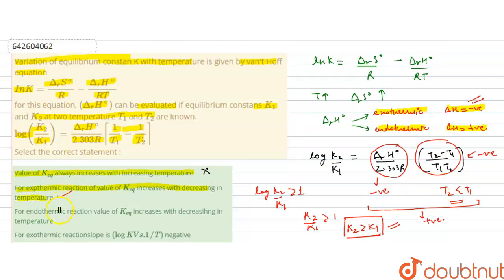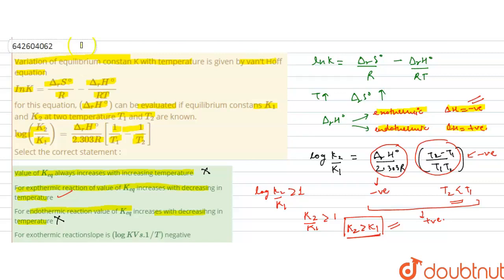Now the C statement is: for endothermic reaction, value of K equilibrium increases with decrease in temperature. So this is the inverse of this, because if the reaction is endothermic, ΔH will be positive, and with decrease in temperature, this value will become negative. So positive and negative, this will become negative. So it means the value will decrease. K equilibrium will decrease with decrease in temperature. So this is an incorrect statement.